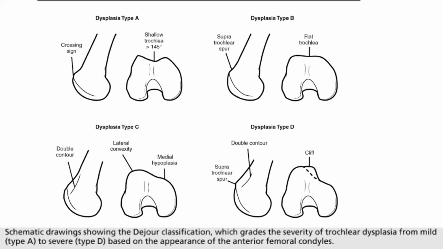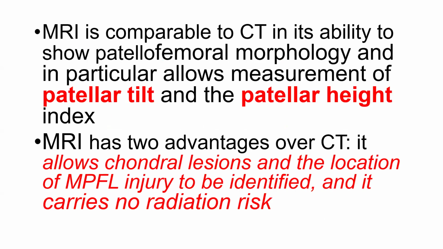In type B, you have the spur and a flat trochlear fossa, while in type C, not only do you have a flat trochlea, you have a depression, and in type D, you have a cliff, as shown in this slide. You have to know the 4 types of trochleae in these patients. And this is the classification by Dejour. And CT and MRI help us a lot with this.